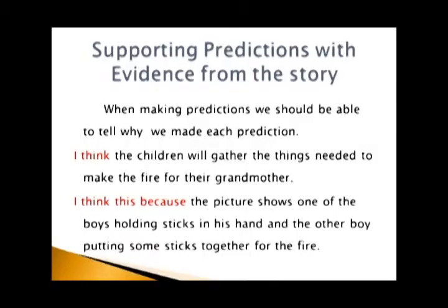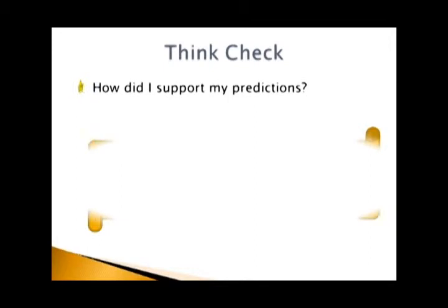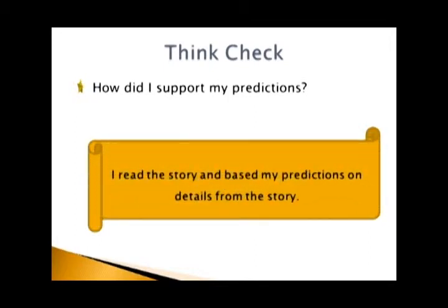Now that you have listened to that section of the story, have you identified any evidence to support the prediction that we've made? Take a look. Supporting predictions with evidence from the story. When making predictions, we should be able to tell why we made each prediction. I think the children will gather the things needed to make the fire for their grandmother. I think this because the picture shows one of the boys holding sticks in his hand and the other boy putting some sticks together for the fire. How did I support my predictions? I read the story and based my predictions on the details from the story.